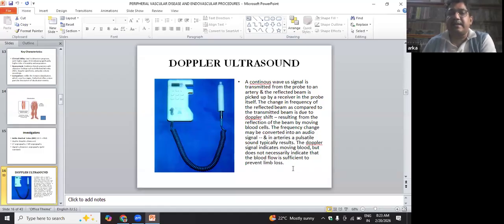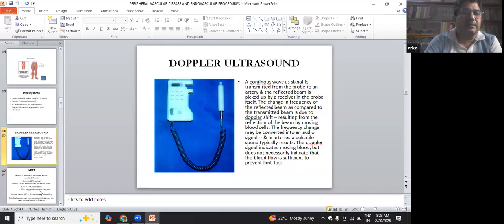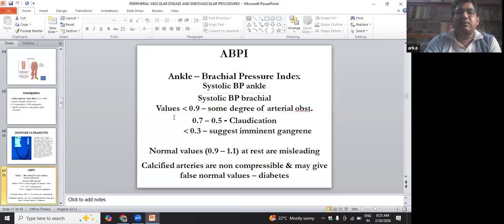The Doppler signal indicates moving blood, but does not necessarily indicate that the blood flow is sufficient to prevent limb loss. So for assessment, now, what is ankle brachial pressure index? It is the division of the systolic blood pressure of the ankle by the systolic blood pressure of the brachial artery. So this is the index.